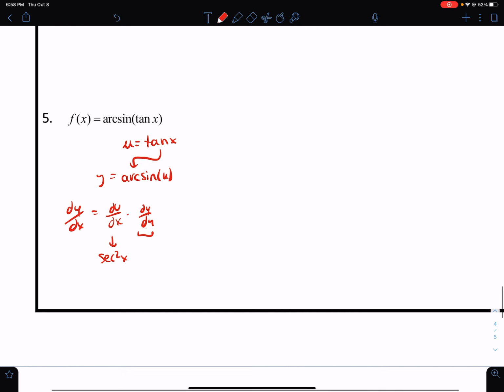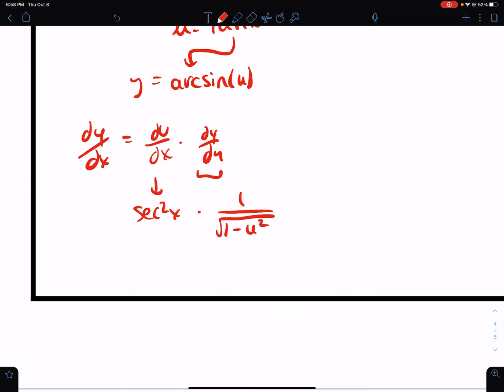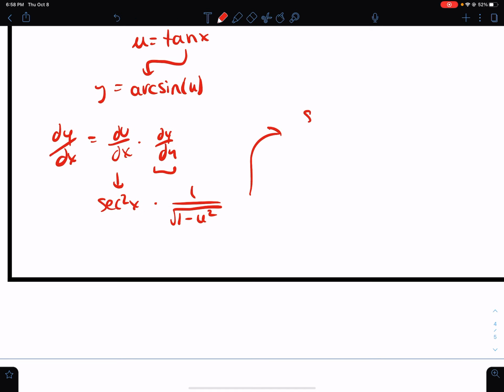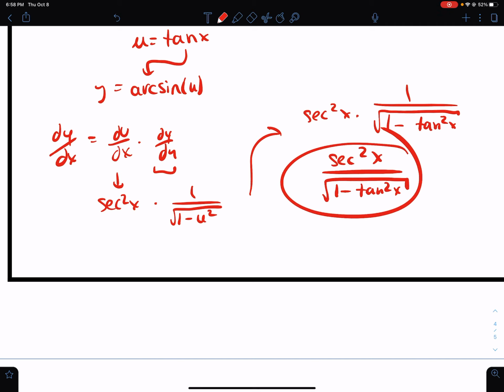So then here, if we think about the derivative of the arc sine of u, that's going to be 1 over 1 minus the input squared, and that's under the root there. Now, from here, what is u, right? We should do some replacing here. So we have secant squared of x times 1 over 1 minus, and we said u was tangent squared of x, and that's under the root there. So then from here, that's all I want to simplify with that. Secant squared of x over 1 minus tangent squared of x's root. So we can see a general idea of how we utilize that.